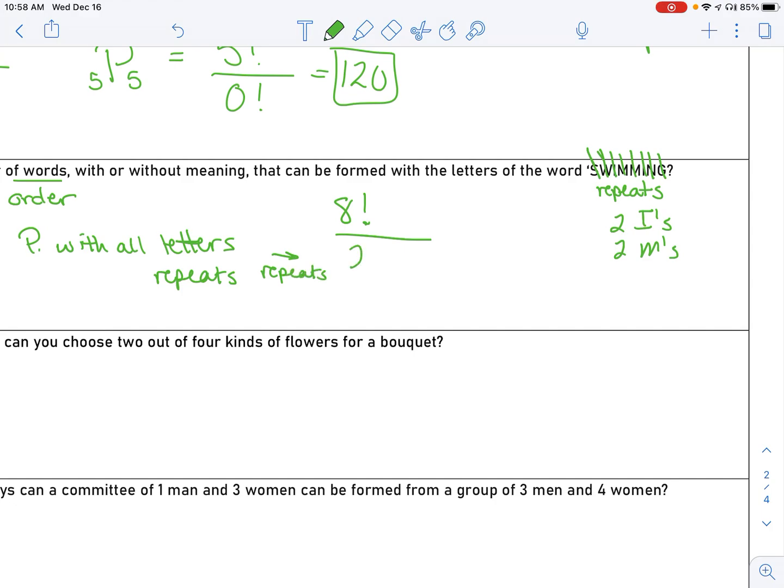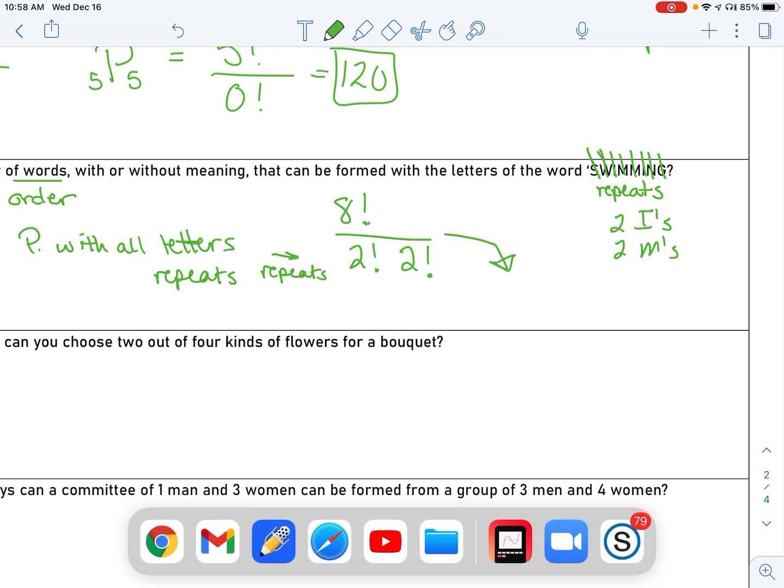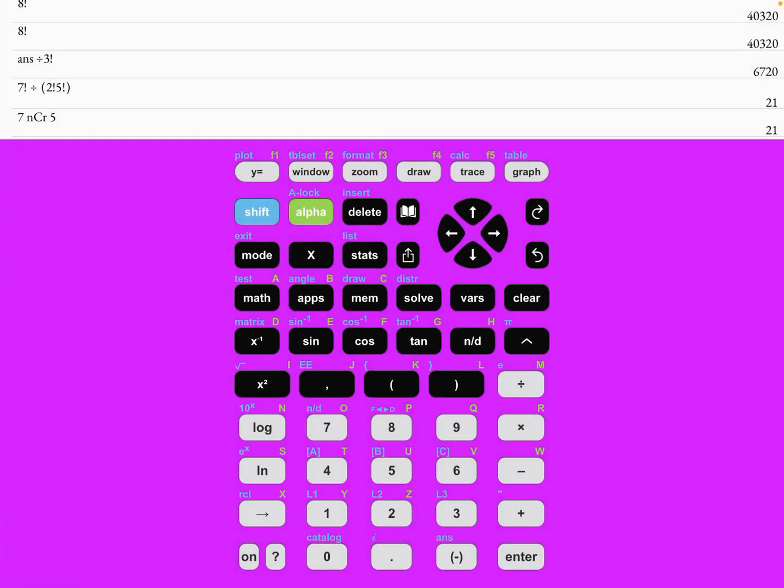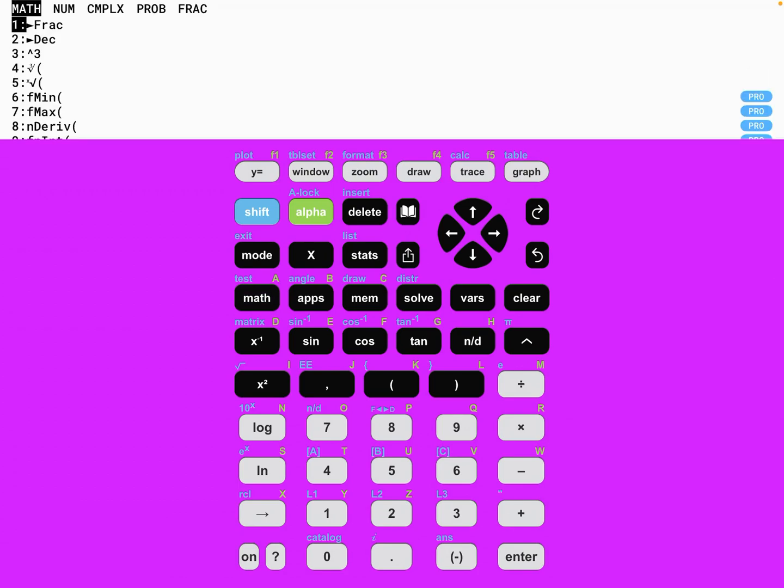So I have 2 factorial, that one's for the I's, 2 factorial, that one's for the M's, and since I'm doing all the letters, I don't have to worry about r. So let's go ahead and get our calculator. That's going to be 8 factorial over 2 factorial, 2 factorial. Put those in parentheses for order of operations. 8 factorial divided by, let's put the whole denominator in parentheses so we don't mess anything up. Now maybe you're like, I know 2 factorial is just 2. That's fine. I'm just safeguarding.